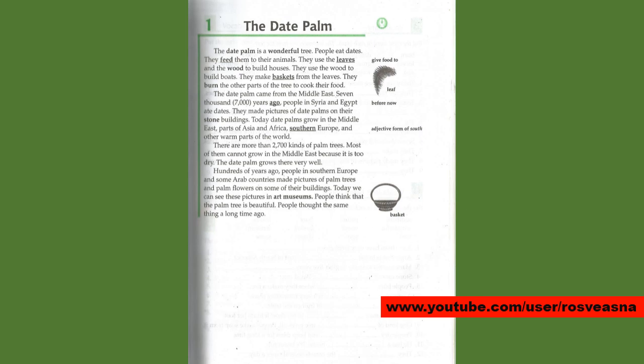The date palm came from the Middle East. 7,000 years ago, people in Syria and Egypt ate dates. They made pictures of date palms on their stone buildings.